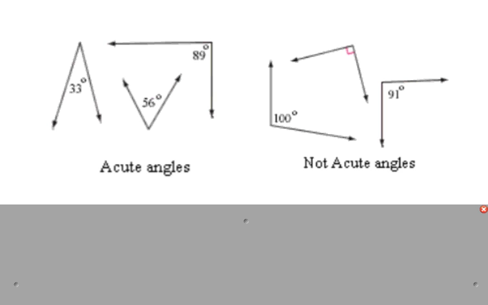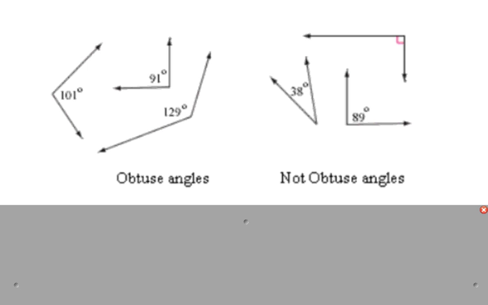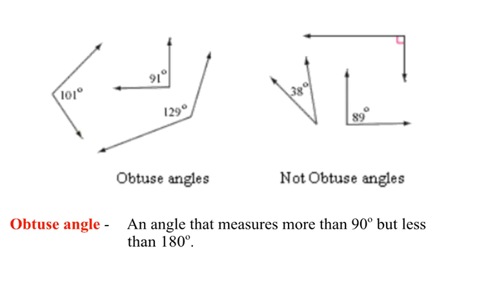Here we have examples of acute angles on the left and not acute angles on the right. Take a second, see if you can come up with a definition of acute angle. An acute angle is an angle that measures less than 90 degrees. Obtuse angles on the left, not obtuse angles on the right. What's your definition? An obtuse angle is an angle that measures more than 90 degrees, but less than 180 degrees.